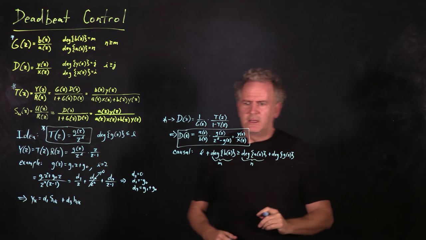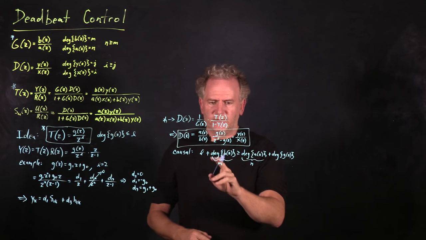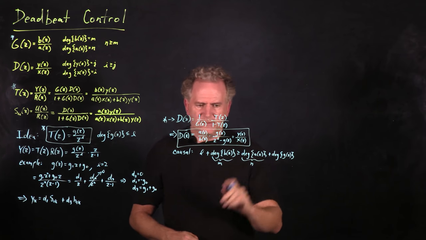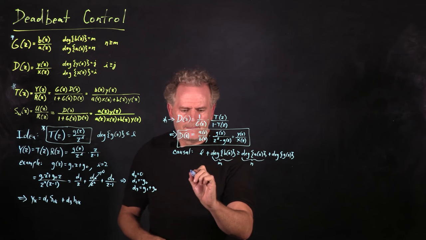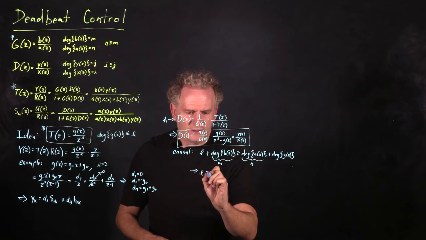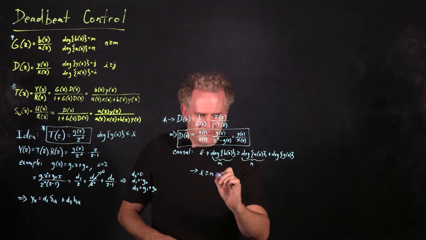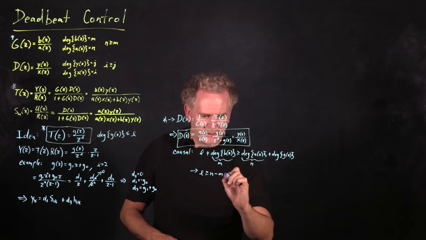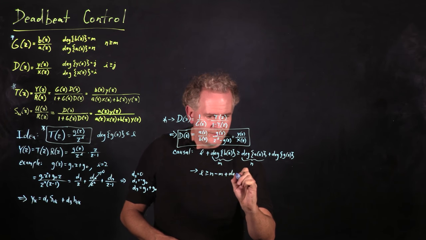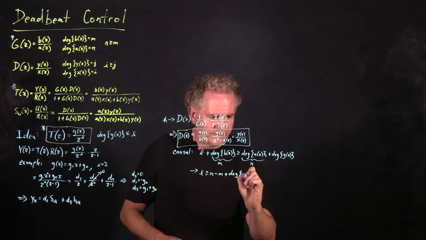We need that, or we can swing this term over to the right-hand side with a minus in front of it. So we have, let's write that out. L is greater than or equal to N minus M plus the degree of G of Z.